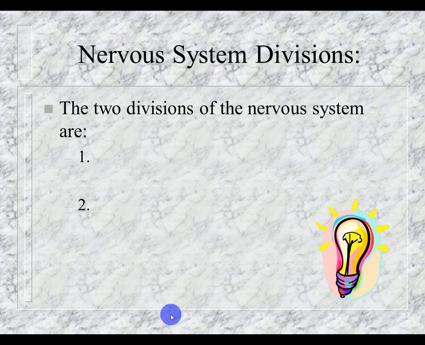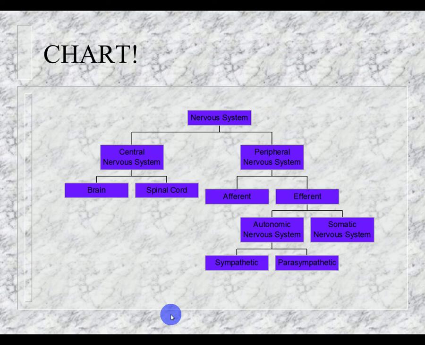Okay, let's talk about the nervous system divisions. We know that there are two major divisions: the peripheral nervous system and the central nervous system. Peripheral and central. Just a chart to put it all together. You've got your nervous system. The central nervous system is further broken down into the brain and the spinal cord. Here's where we get into trouble with neural tube defects, if that neural system does not develop and things do not close well.